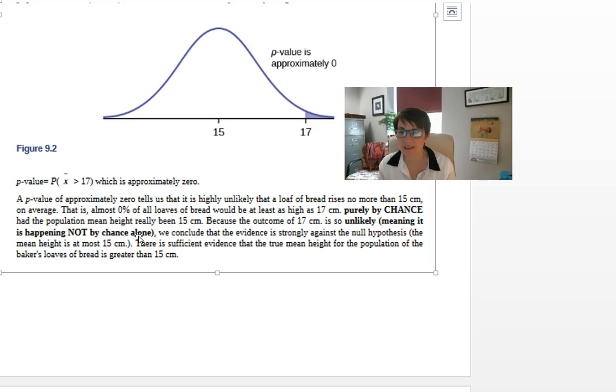We conclude that the evidence is strongly against the null hypothesis, and we can say that there is significant or sufficient evidence to reject that null hypothesis that the mean of the height of the bread is 15. Hopefully that helped a little bit. We're going to show in the next couple examples a more straightforward way to get to what we're talking about on the calculator without necessarily calculating that p-value separately. We will be doing z and t tests. So in the next example, I'll show some of that. Thank you.